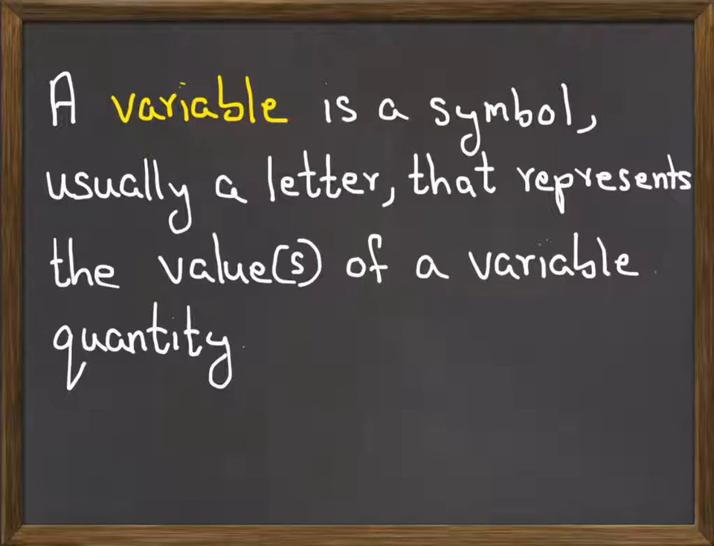What is a variable? A variable is a symbol, usually a letter, that represents the value or values of a variable quantity. For example, the time taken to go from school to home is a variable quantity. So it can be represented by a letter T. So T is a variable quantity representing time.